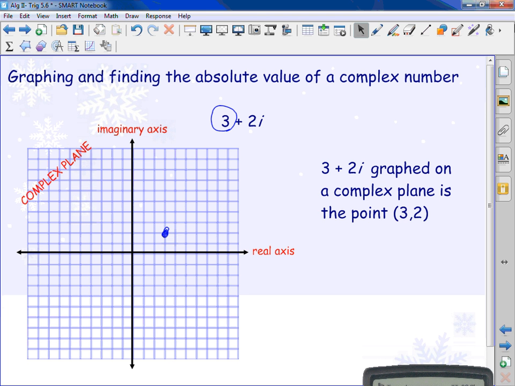Now for this one, if I want to know the absolute value of 3 plus 2i, I want to know how far it is to 0. If I'm looking at my graph, that's 0 right there. How far is it from there to there? It's not 3/2. 3/2 would be your slope. Actually, no, your slope would be 2/3, rise over run. But if I look at it this way, how far have I gone here? How far have I gone here? How can I find out how far away? Pythagorean theorem.